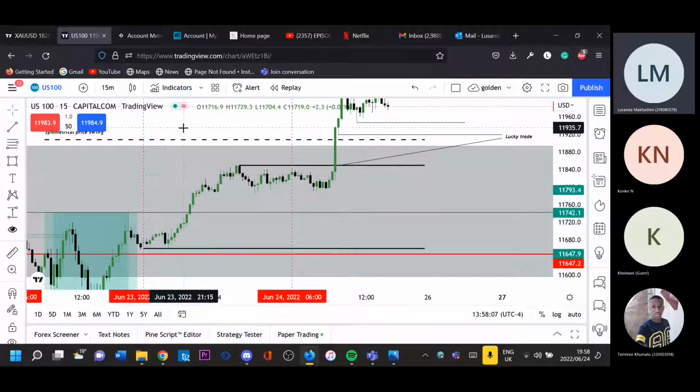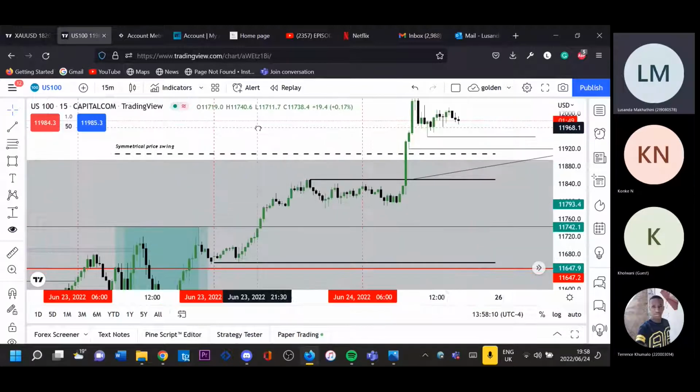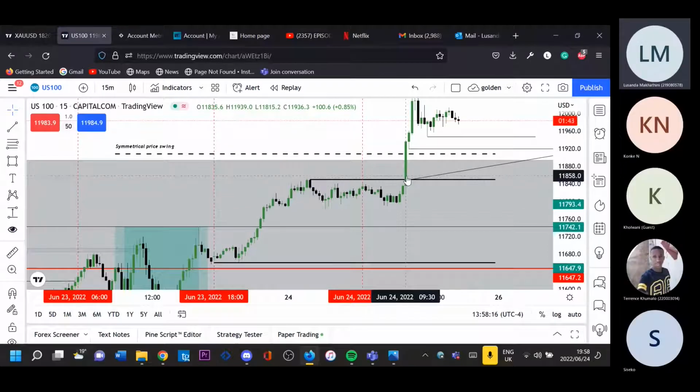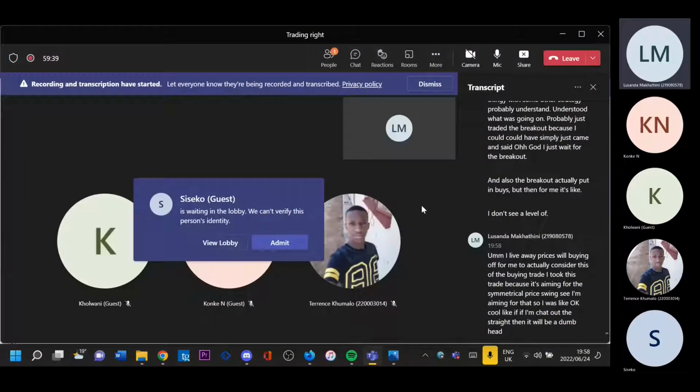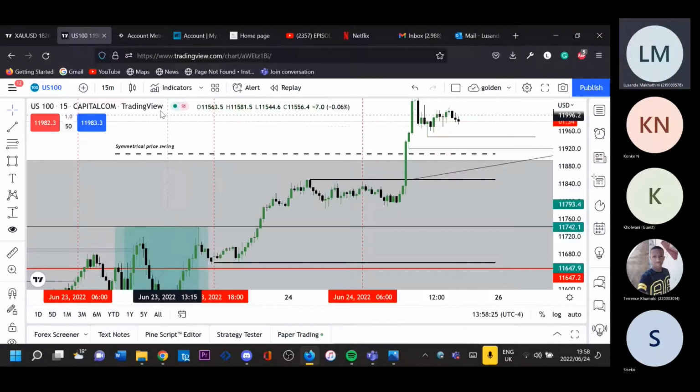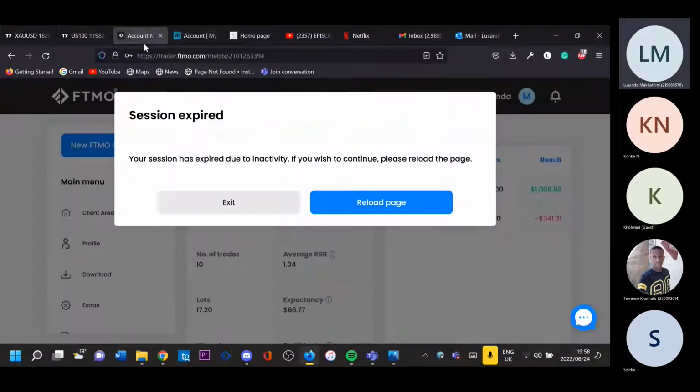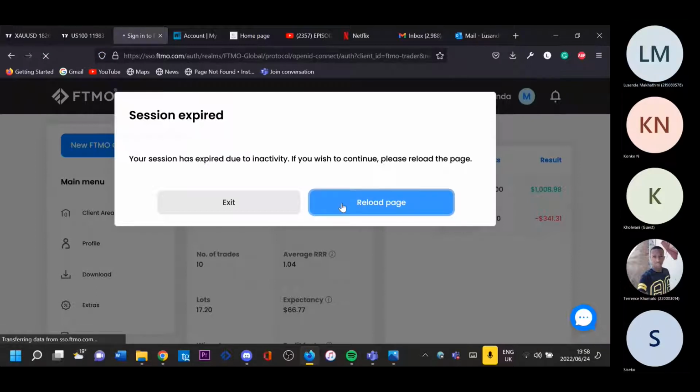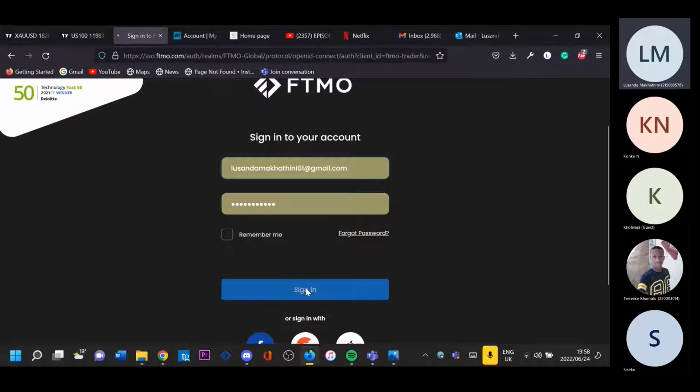I took this trade because I was aiming for the symmetrical price swing. I was aiming for that, so I was like, okay, cool. If I'm trying out this trade, it would be a dumb move. I shouldn't have traded during this time. But it was actually okay. It was a winning trade, a nice trade on the account, and I enjoyed that move because sometimes the market is going to be kind to you. That's just part of the market. Sometimes it's kind to you and sometimes not.